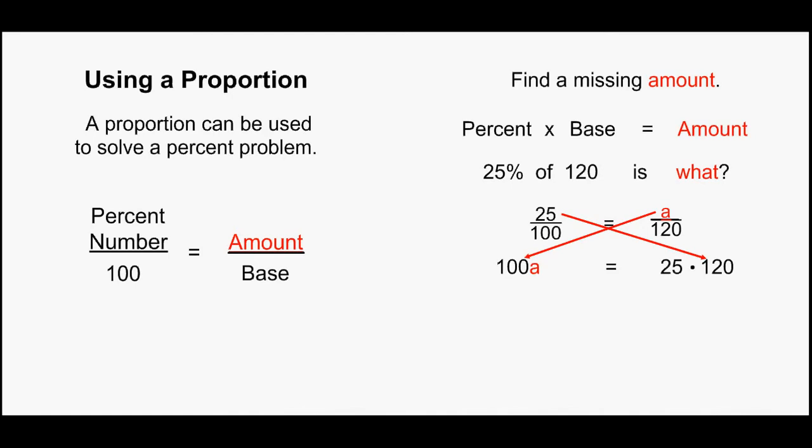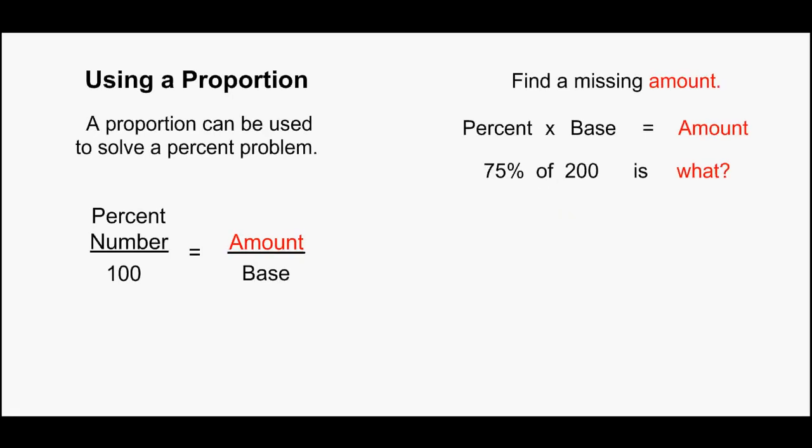We cross multiply 25 times 120 on one side, 100 times A on the other side. Now, divide both sides by 100. 3,000 divided by 100 equals 30. A equals 30. 25% of 120 is 30.